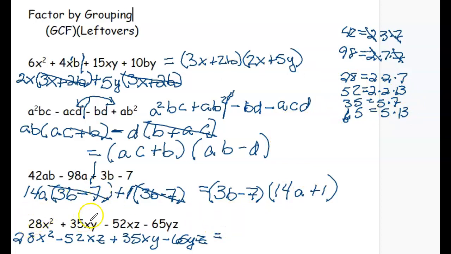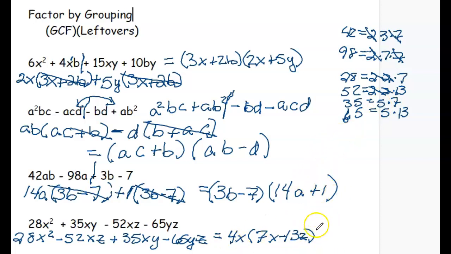So 28 and 52, if I come back over here, they both have a 4. That comes out. And an x. And I'm left with 7x minus 13z. Remember, go back over here where I wrote that 4, crossed them out. I've got a 7 and a 13.